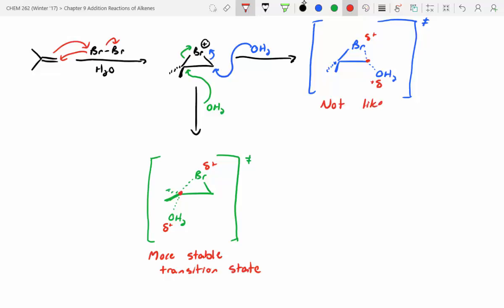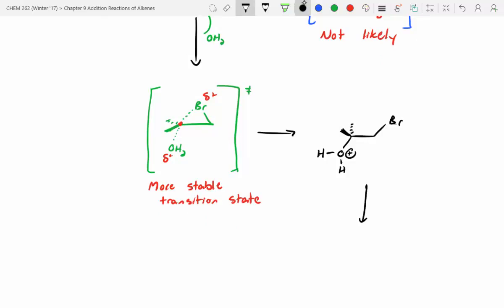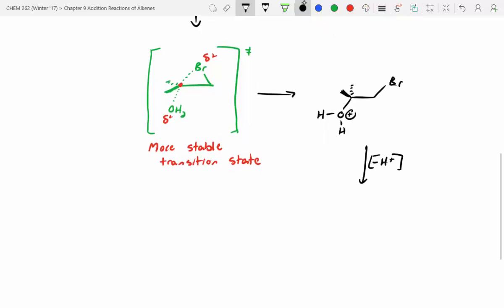not likely, which means that the alcohol in this case is always going to add in to the more substituted side of your alkene. So let's go ahead and just draw our final product from this. And then last but not least, we're going to show that deprotonation event. So I'll do minus H plus down here. And we're going to form our alcohol.